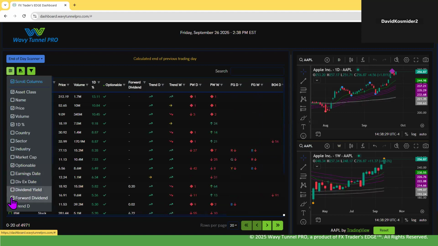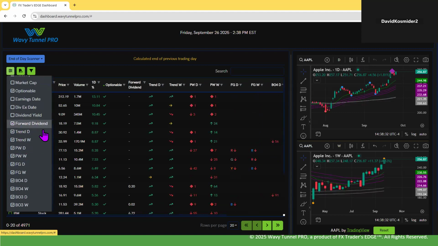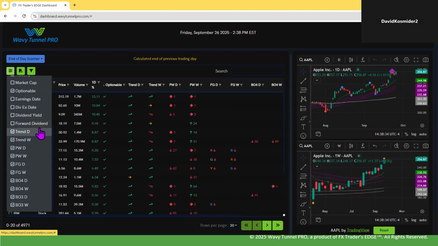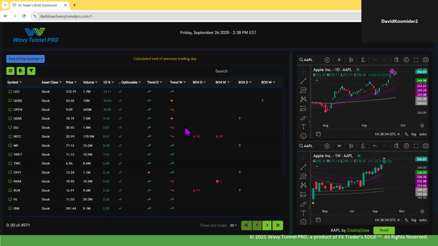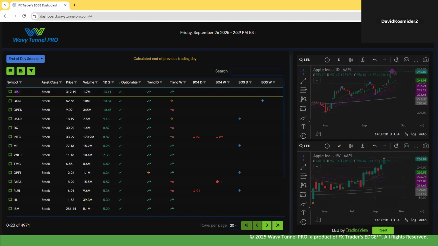And so that I can get to the Wavy Tunnel trades and show you. I want to start with, we talked about the PW fill the gap. Let's just go to the breakout 4 and the breakout 3 for a minute, and the trend daily and the trend weekly. The trend weekly, let's just click on an example here.